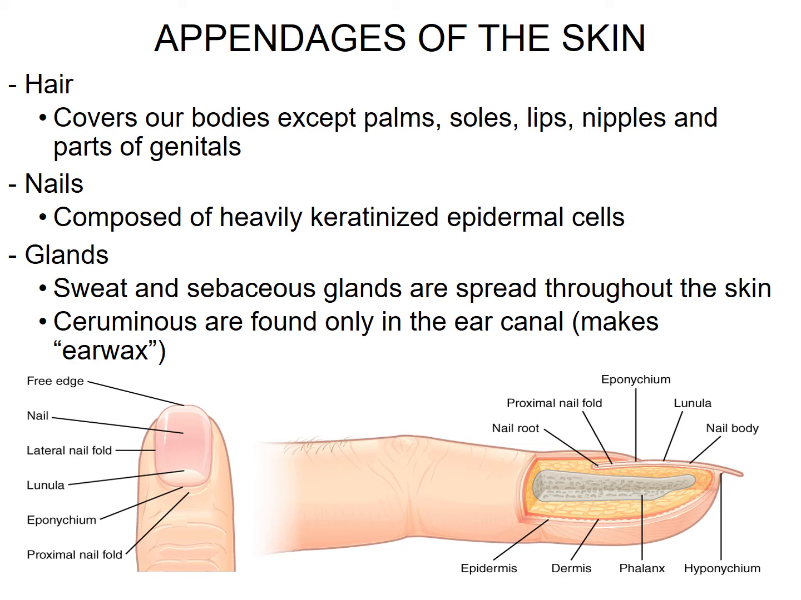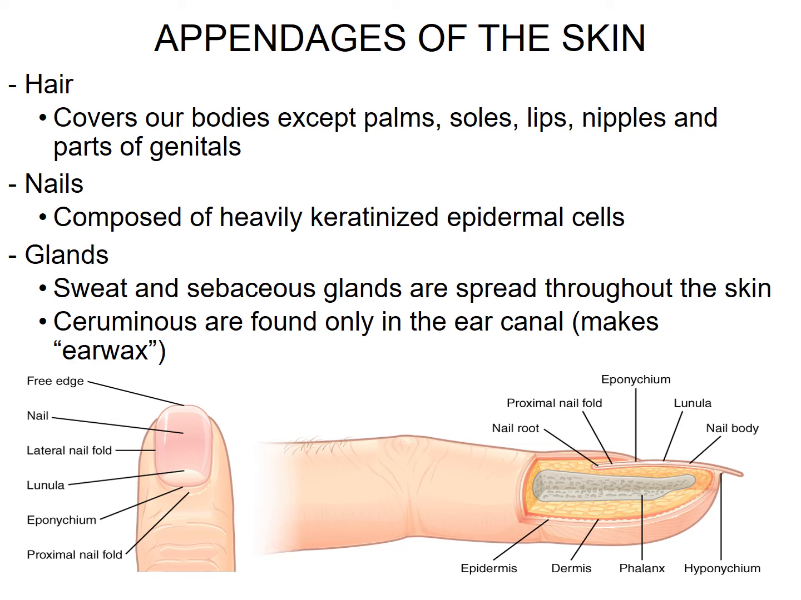Nails are appendages of the skin, but they're really concentrated areas of keratin. And once again, keratin's a very, very strong protein. So the more keratin you have, the stronger something is. Your nails just have a whole boatload of it.